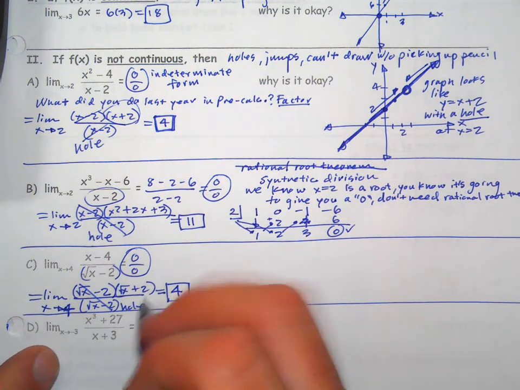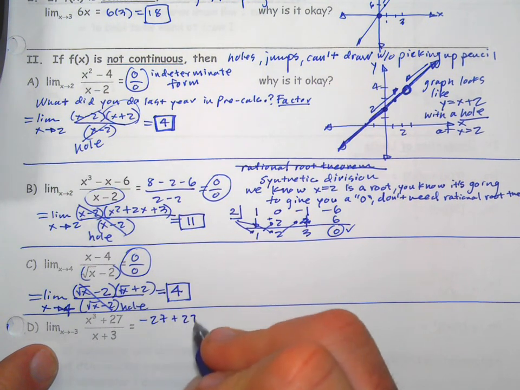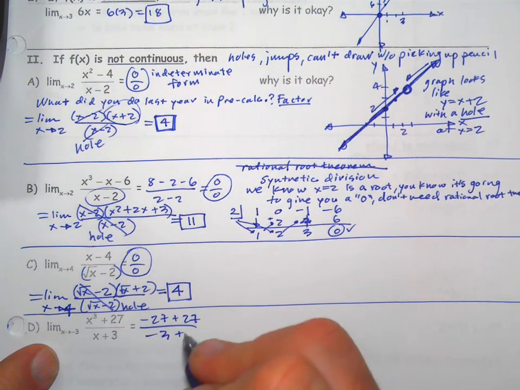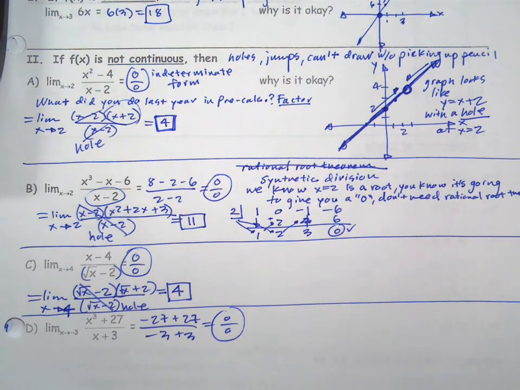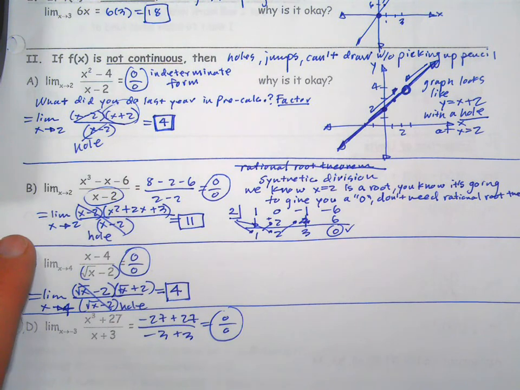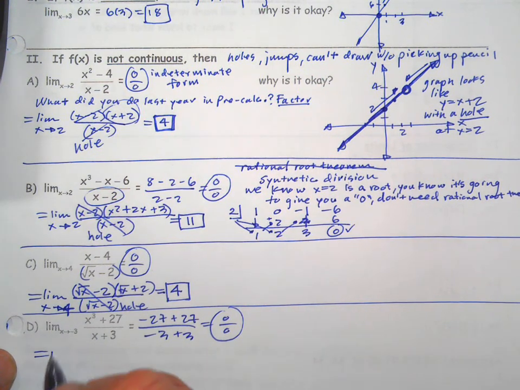next one, -3 cubed is -27 plus 27. -3 plus 3 is 0 over 0 in indeterminate form. Now you should show that before you start trying to factor out holes. We don't just always factor right away, but if you get 0 over 0, then consider that. Now, you've got a couple options here.